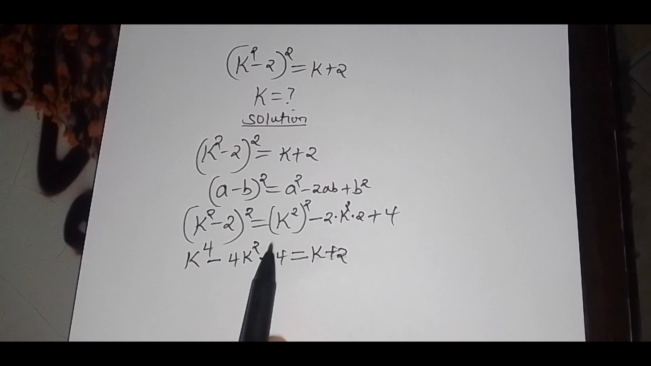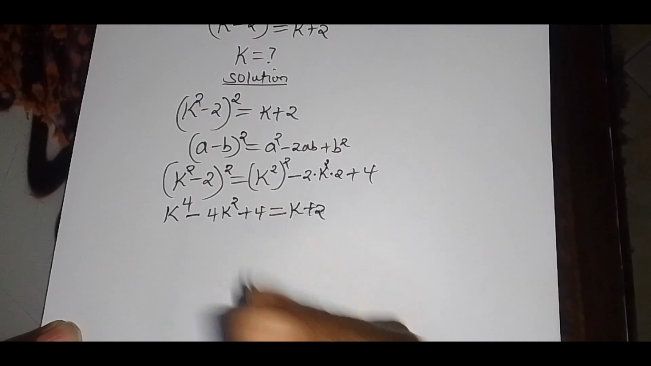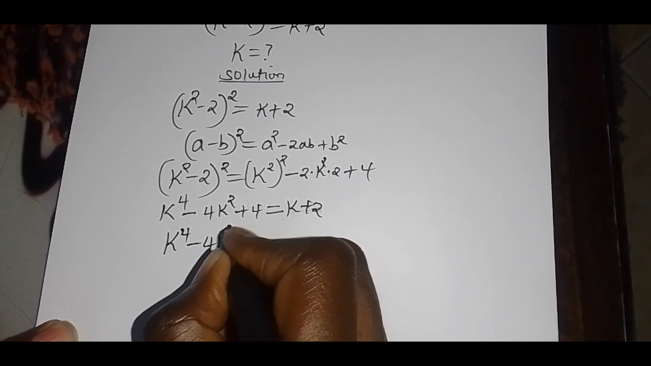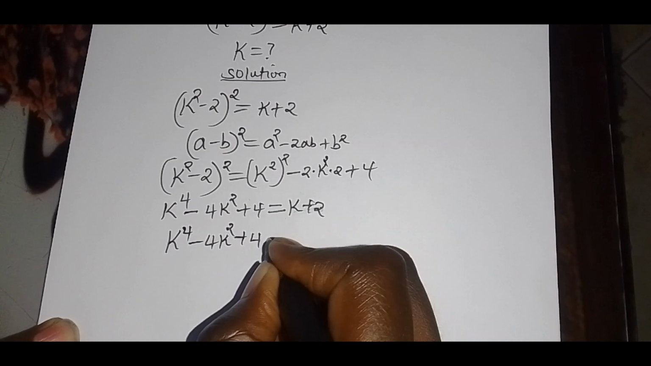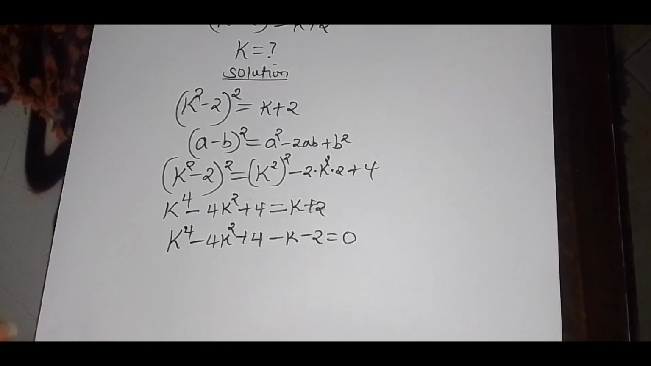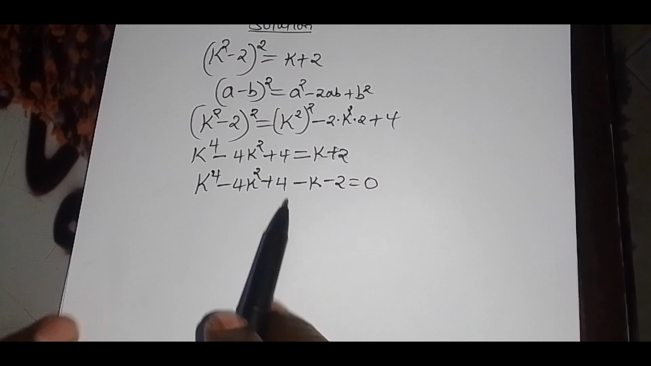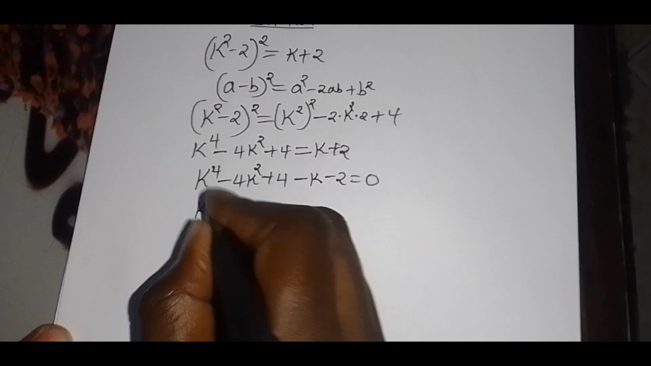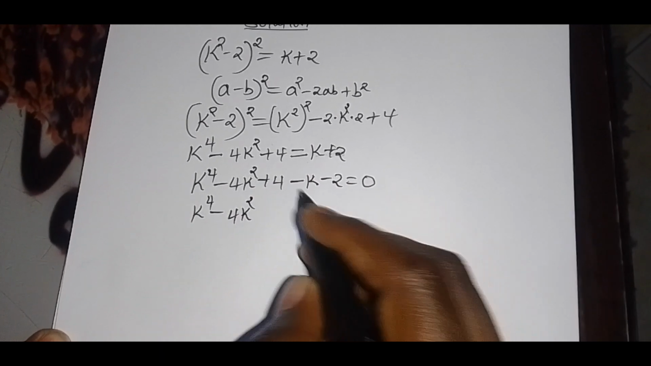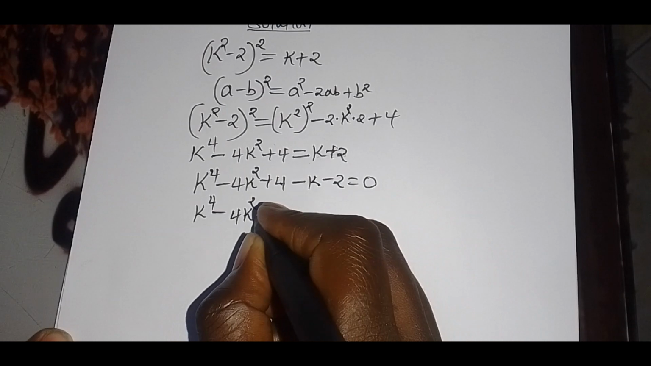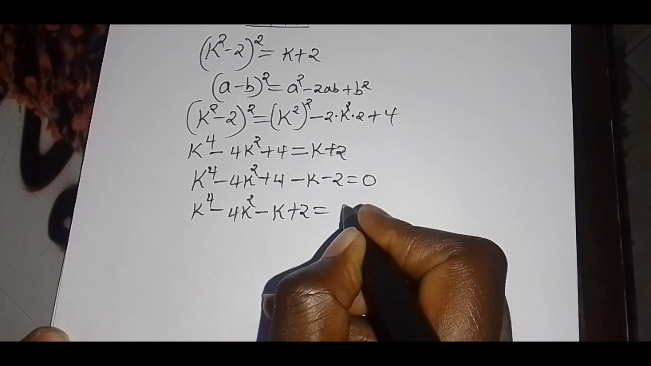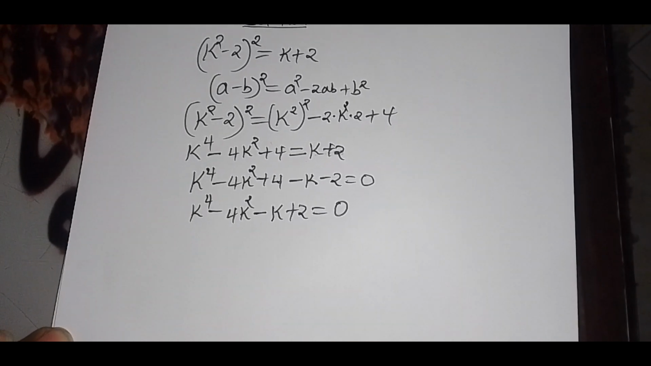So we take k plus 2 to the left hand side, so that we are going to have k raised to power 4 minus 4k squared plus 4 minus k minus 2 equal to 0. So that we are going to have k raised to power 4 minus 4k squared, 4 minus 2, you are going to have minus k plus 2, equal to 0.